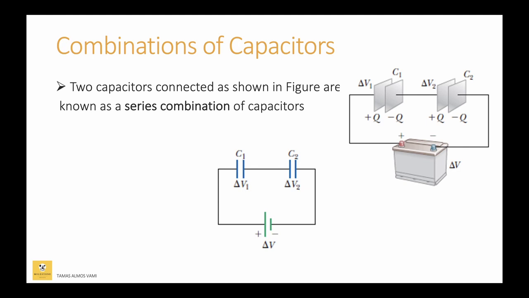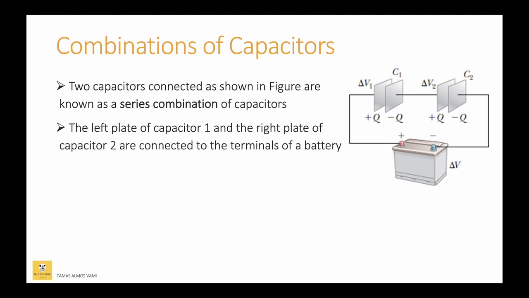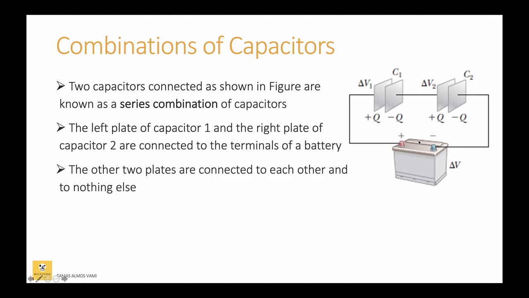We can also combine capacitors in a serial combination. So it's in a series that means we connect them like this, and in the circuit we denote it like that. So let's look at this diagram on the right. In this situation, the left plate of the capacitor 1, so this plate, and the right plate of the capacitor 2 are connected to the battery, right? And then the right side of the capacitor 1, this thing, is connected to the left plate of the capacitor 2.